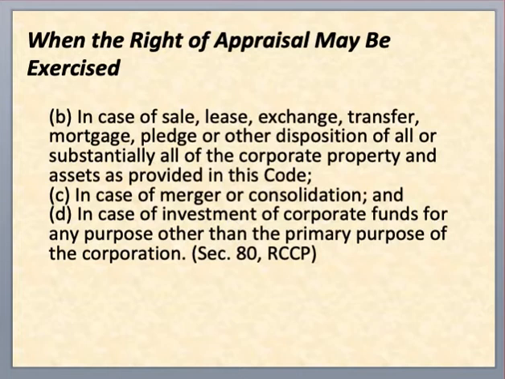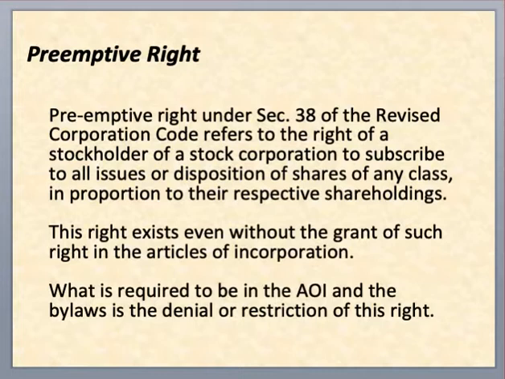Finally, question C can be summarized into whether preemptive rights can be denied since no preemptive right is provided for in the AOI and bylaws. Preemptive right under Section 38 of the Revised Corporation Code refers to the right of a stockholder of a stock corporation to subscribe to all issues or dispositions of shares of any class, in proportion to their respective shareholdings. This right exists even without the grant of such right in the Articles of Incorporation. What is required to be in the AOI and the bylaws is the denial or restriction of this right.